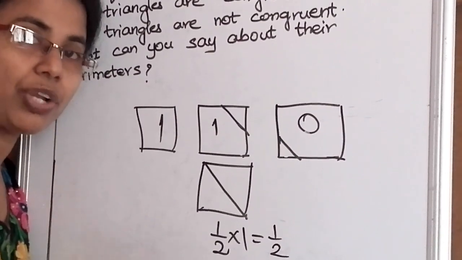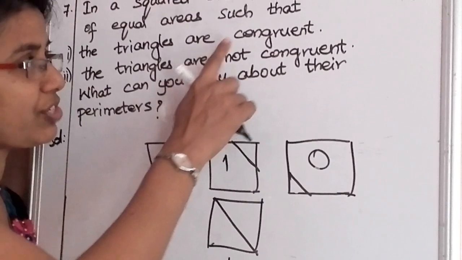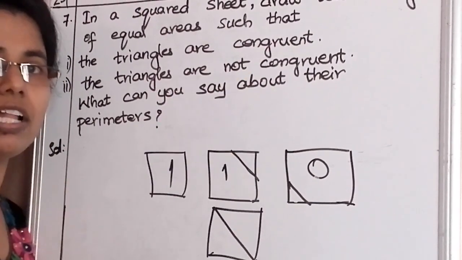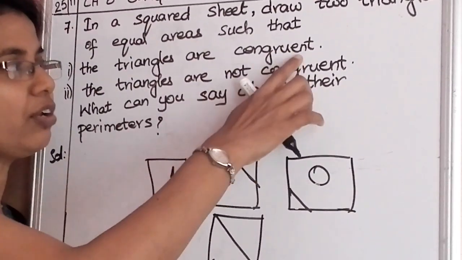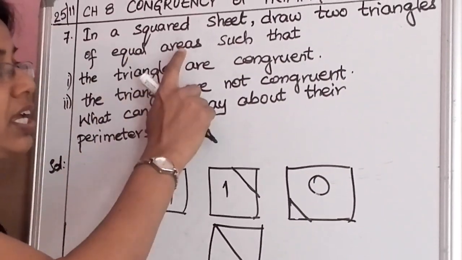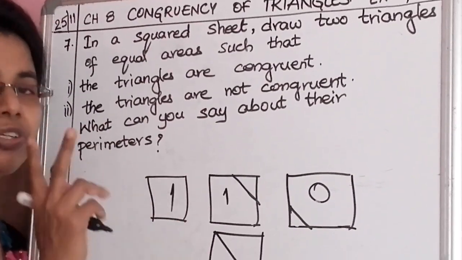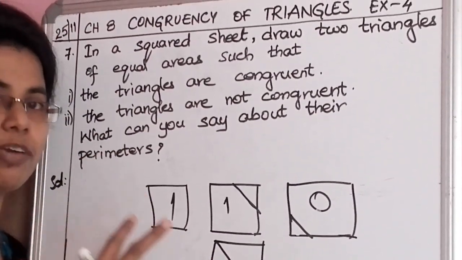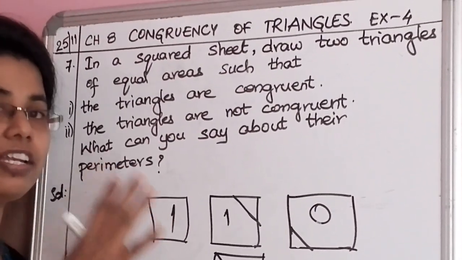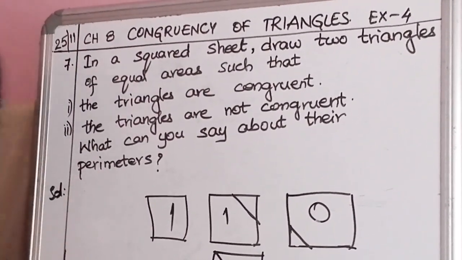The first thing we are going to do is use a graph paper and draw two triangles which are congruent. Congruent means what? All sides are equal. So we are going to draw two triangles which are of the same shape and size and which have the same area, because they have given equal areas. That is what we are going to do. Let me show you the graph paper, how to draw.